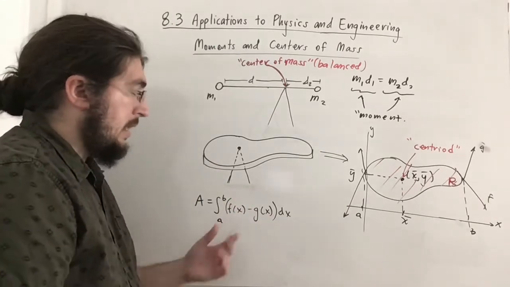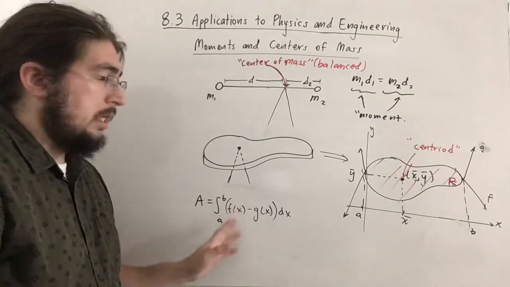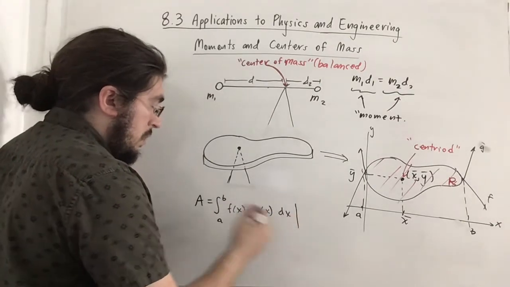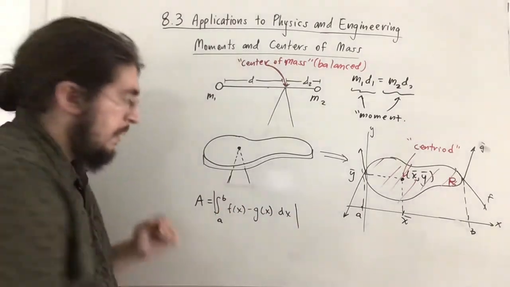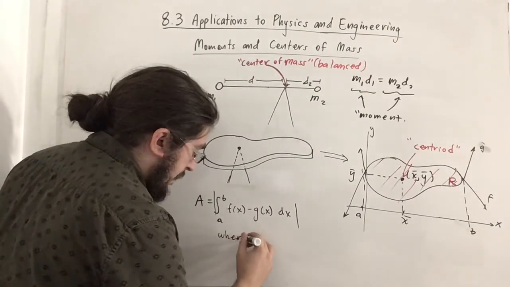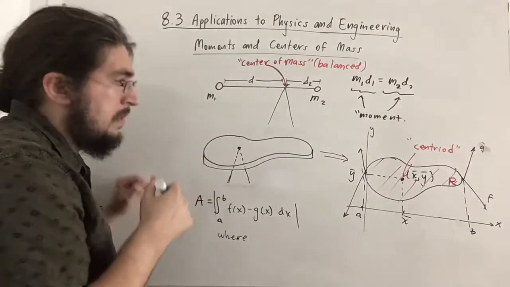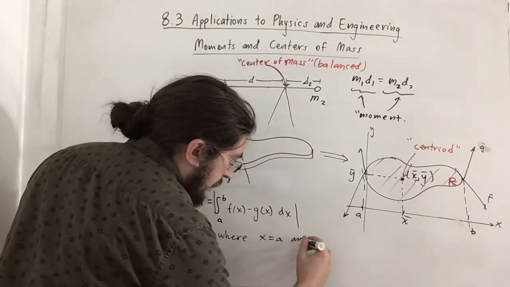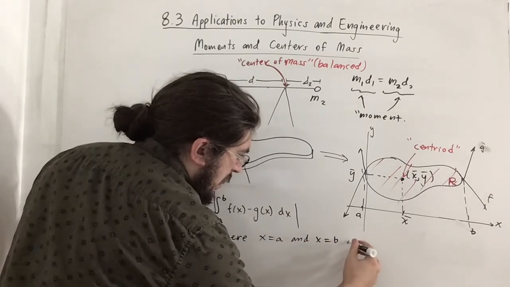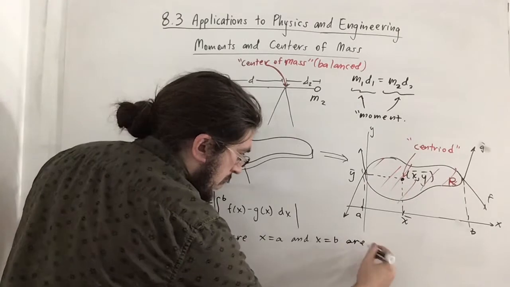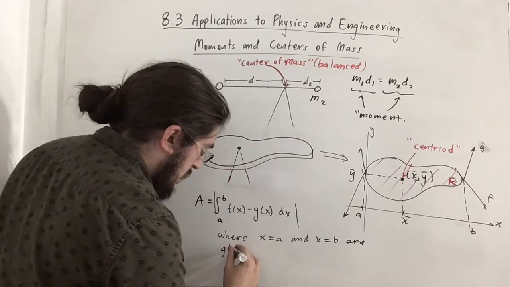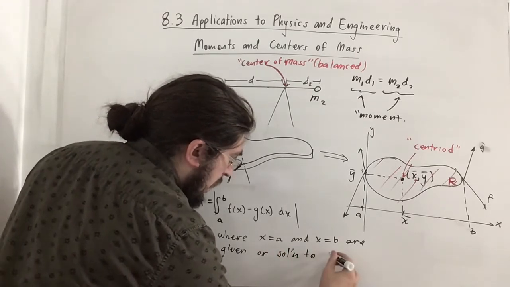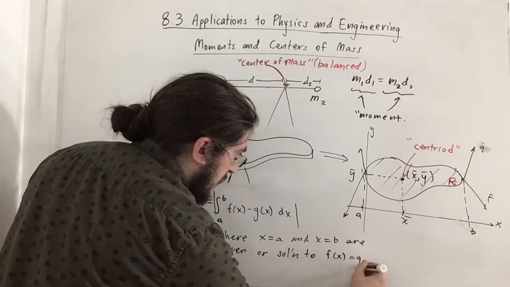What's really nice about this is that if you don't know which one is on top, f or g, you can just take the absolute value of this result. So this always holds, where either x equals a and x equals b are given, or they are solutions to f of x equals g of x. In other words, they're intersection points.